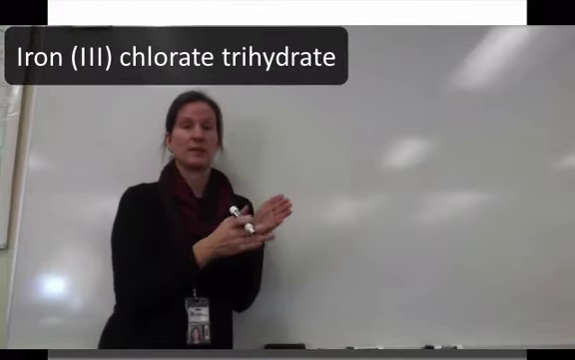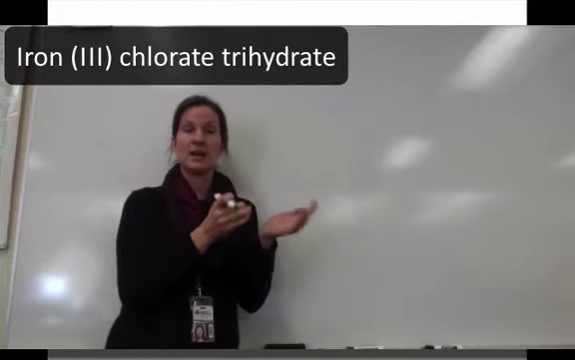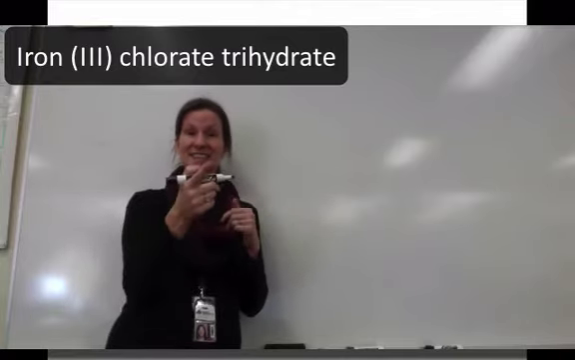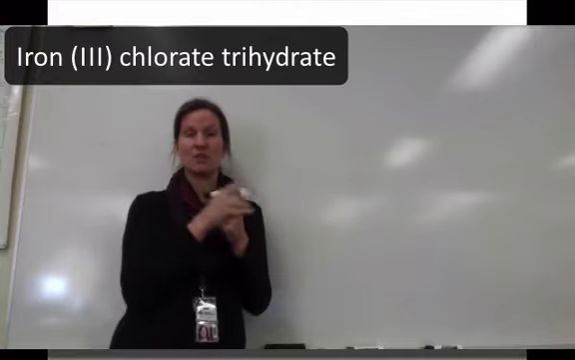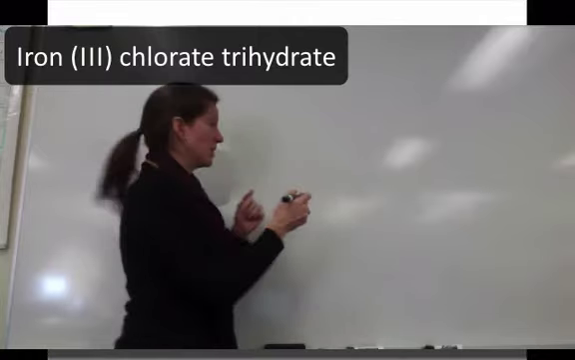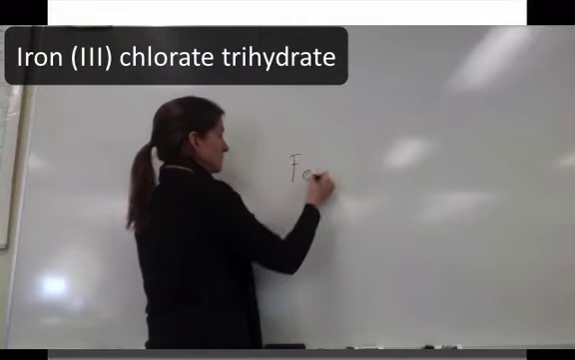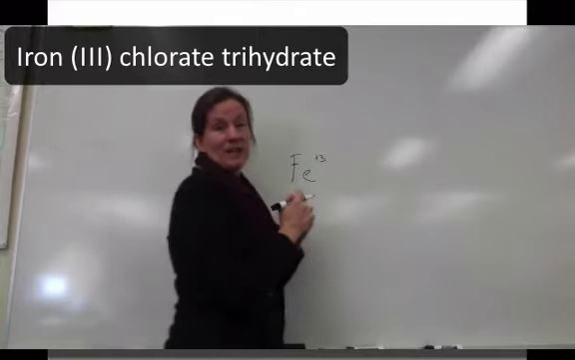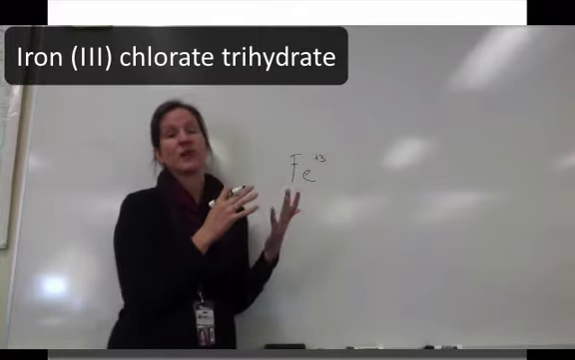Next one, I look at the formula. Is iron a metal? Yes, iron's a metal. Is it a transition metal? Yes, it is. In fact, the charge is given to me as a Roman numeral, so Fe has a charge of +3. And then we have this chlorate trihydrate.